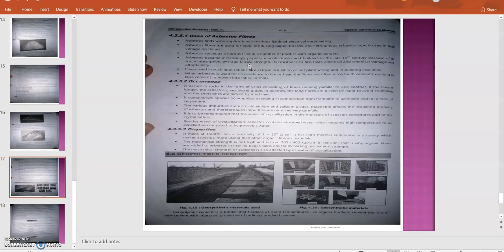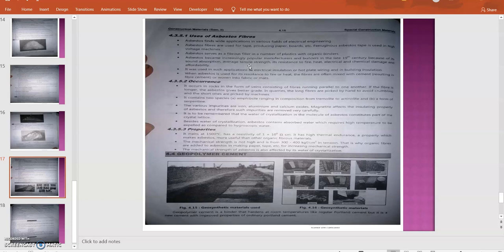Some of the other uses: asbestos finds a wide application in a variety of fields of electrical engineering. Asbestos fibers are used in tape, producing paper, boards. Ferruginous asbestos tape is used in high voltage machines. Asbestos serves as a fibrous filler in a number of plastics with organic binder. So it has very good resistance to electricity. That's why ferruginous asbestos tape can be used in high voltage machines.